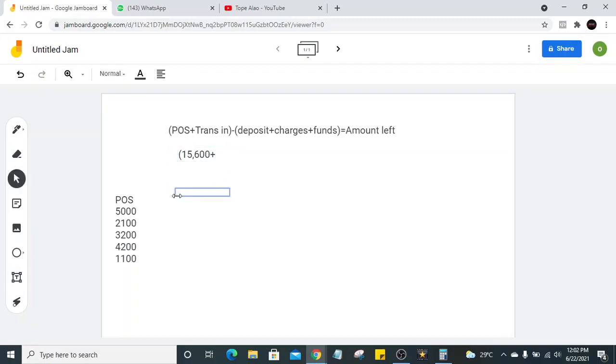Let's say you did maybe 2 customers transfer to your account. One is 8,000 naira. So in this case too, as for the POS, you put the exact amount the customer transferred to your account. Let's use 3,1. So the first customer came, he transferred 8,000 to your account. That's the exact amount he transferred. So that's trans in. Then another customer came to transfer 3,001. So you add the two together.